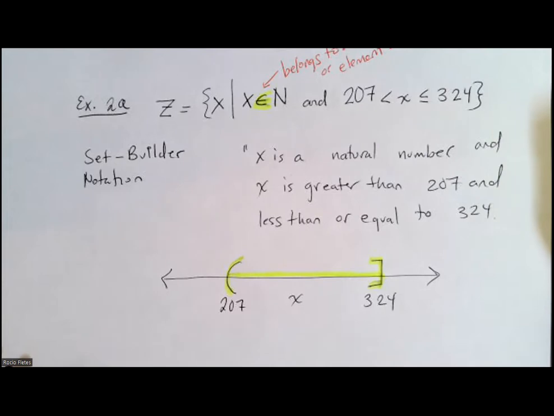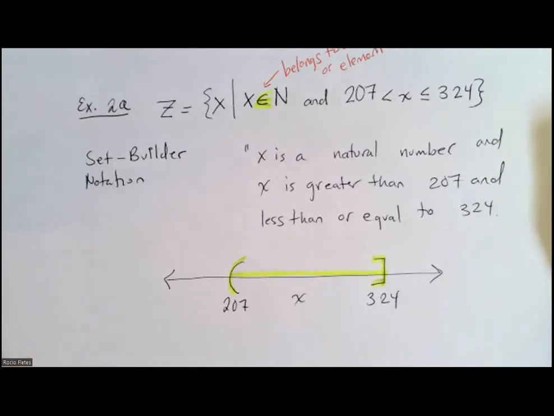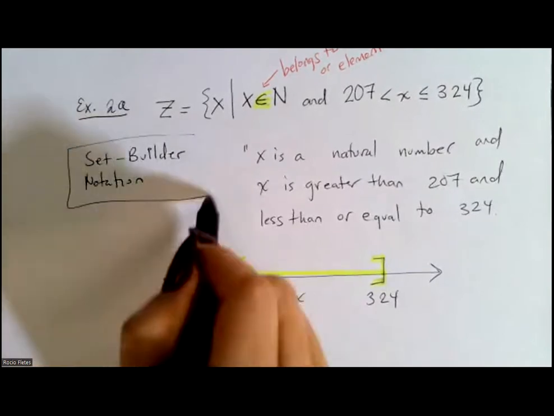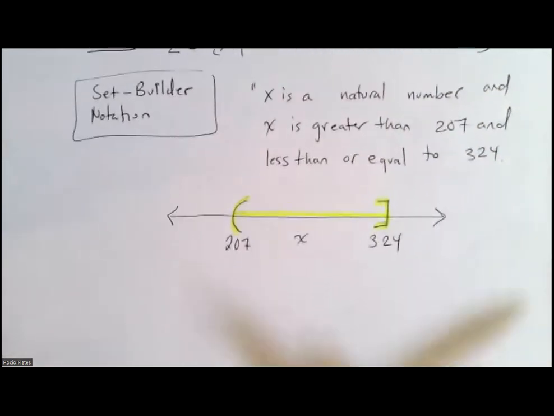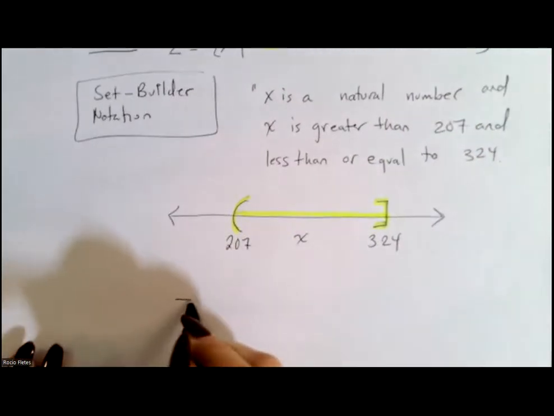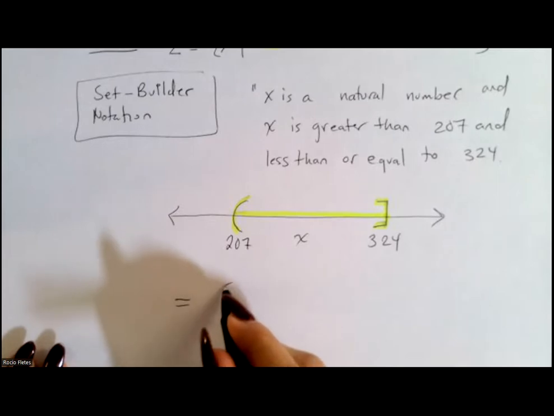Now, the question here is that they want us to write the set. Let me look at the instructions again. Write the set using roster notation. They're giving us a set builder notation here, but they want us to write it using roster notation. So using the roster notation, I would write like this.